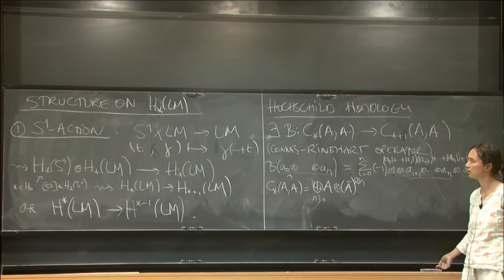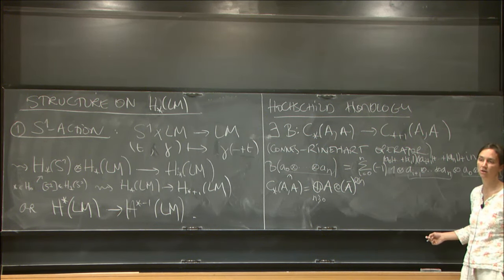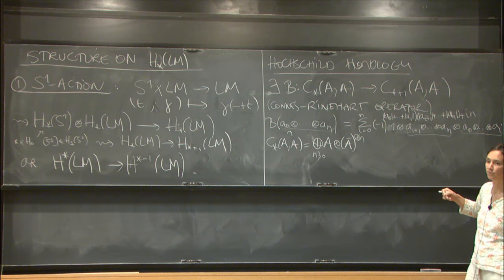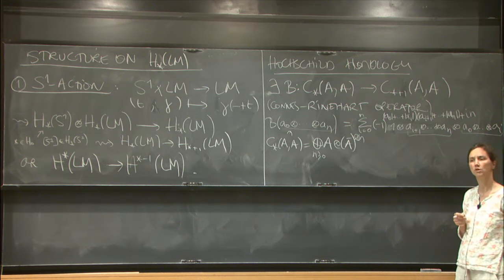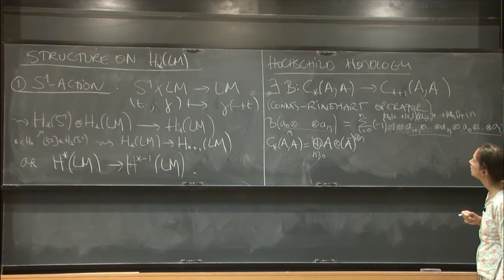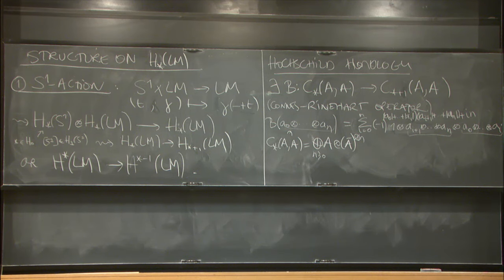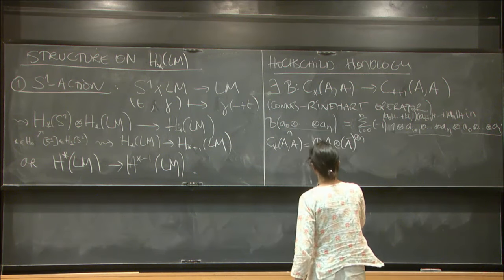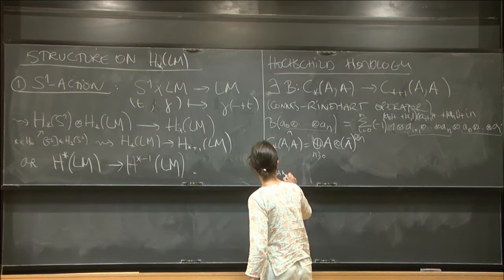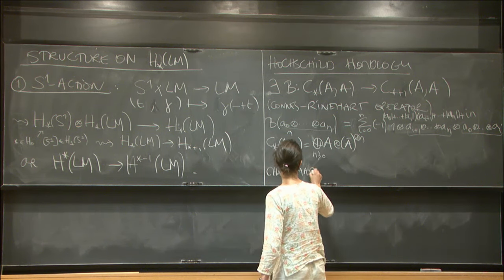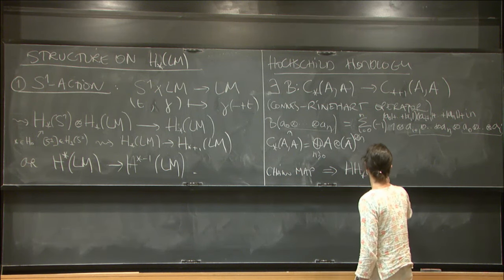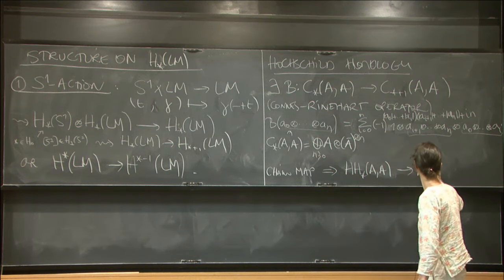Yes. Correct, it's zero if a0 is not in. Yes, I project. So it's a chain map, so it commutes with the differential. One can check this. So it induces a map from Hochschild homology of A to Hochschild homology of degree plus one.